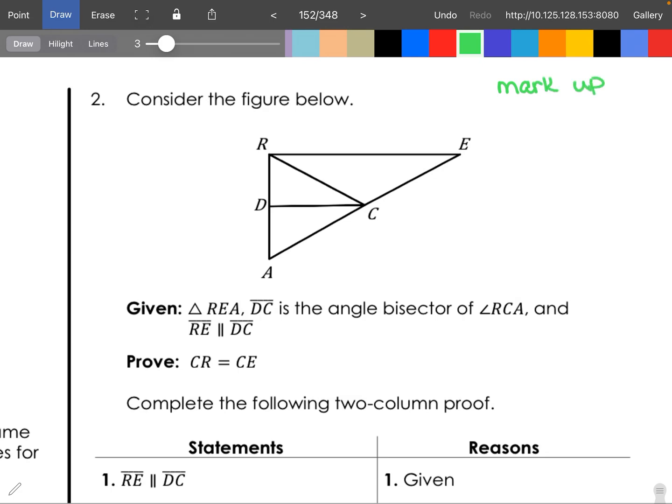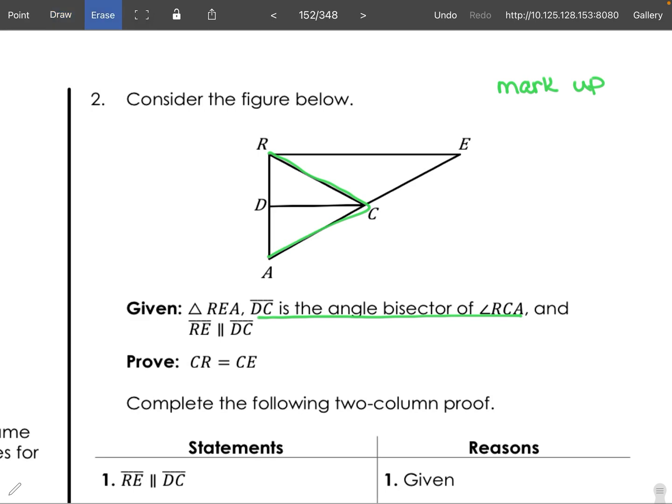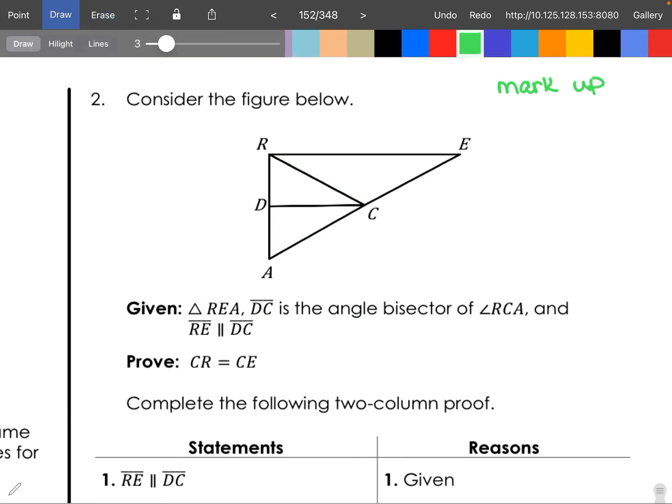It's saying given triangle REA, so that's the big triangle. DC is the angle bisector of angle RCA. So here is RCA, and DC bisects that angle. That means that this is congruent to this. That's what an angle bisector does.